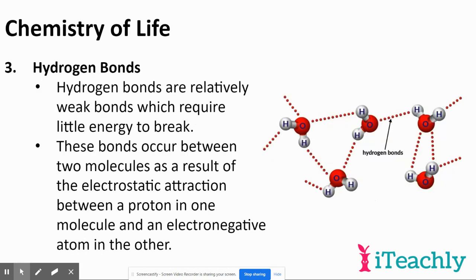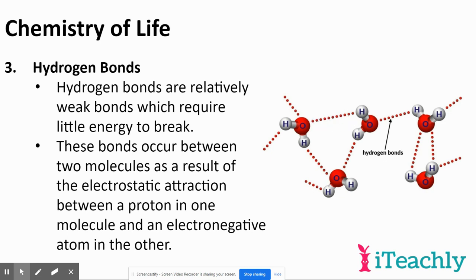Okay, so the next one is hydrogen bonds, and these are relatively weak bonds which require little energy to break. And this is a water molecule, and it's because this is oxygen, and then this is hydrogen. And I already talked about it being polar. So this oxygen is an electron hog, which makes it more negative. And if that makes that more negative, it makes the hydrogens more positive. And I'll show you this again. But the hydrogen bonds are going to be between the negative oxygen and the positive hydrogen. And this is a hydrogen bond right here.